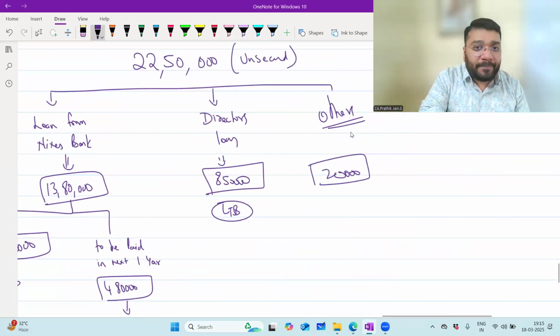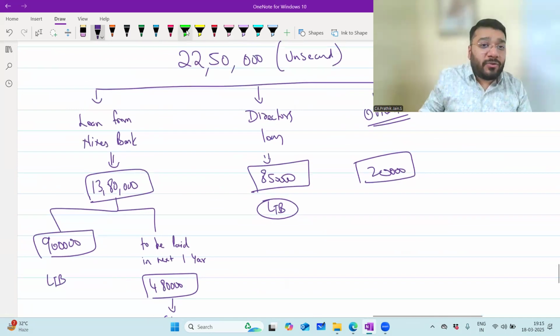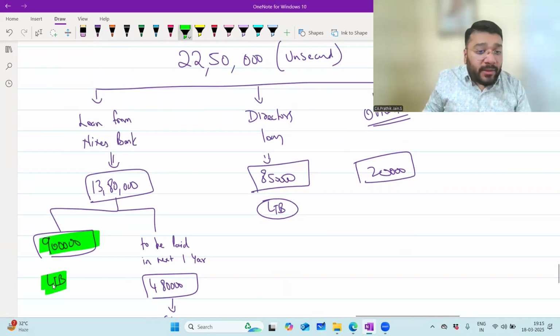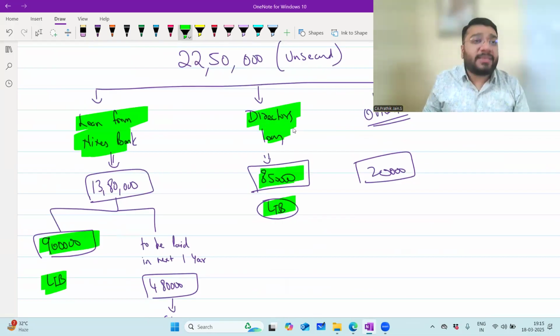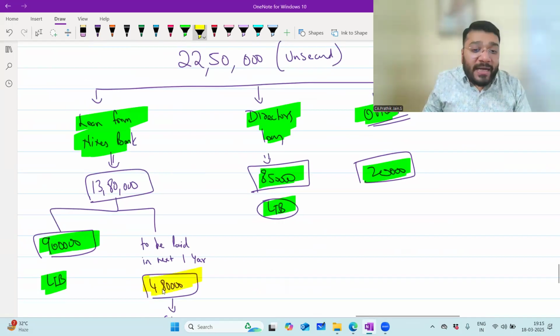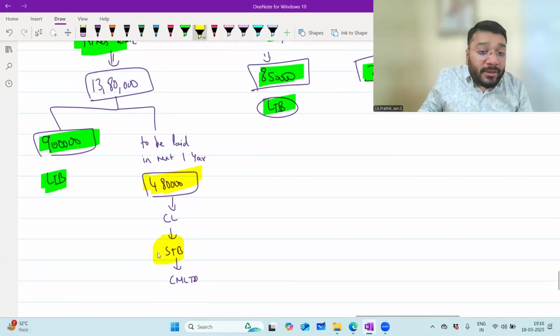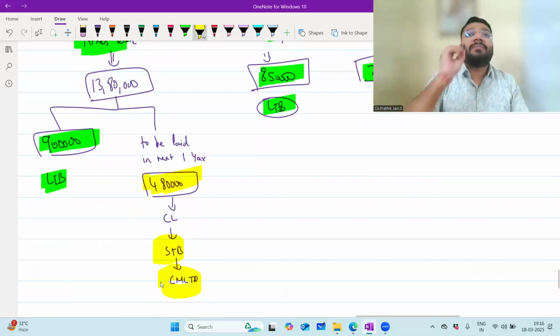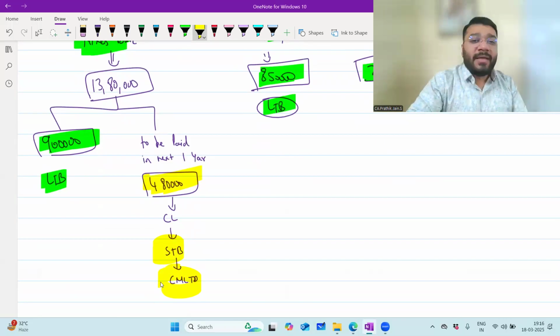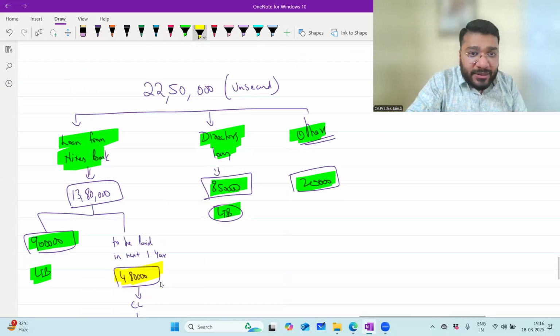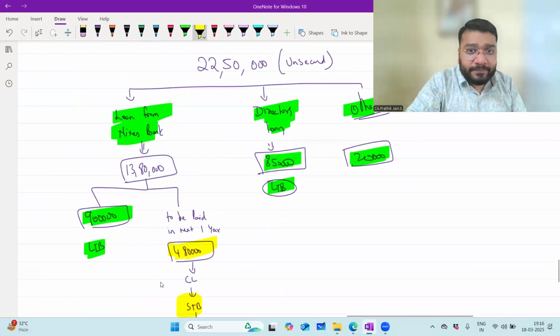Out of this 22,50,000 rupees, 9 lakh rupees is long-term borrowing as loan from Nexus Bank. 8,50,000 is long-term borrowing as director's loan. And 20,000 rupees is long-term borrowing from others. Whereas this 480 will be a part of your short-term borrowing under current maturities of long-term debt. Have you understood the classification now? Online people, do you have any difficulty in digesting this chart? Very, very important.